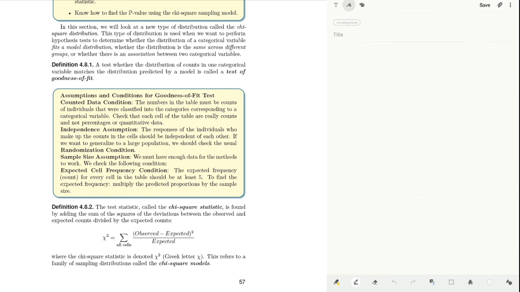Now the test statistic is called the chi-squared statistic and is found by taking the sum of the squared differences from the observed and the expected counts divided by the expected counts. Now the test statistic is denoted by what looks like an x squared, where the symbol x is actually the Greek letter chi.